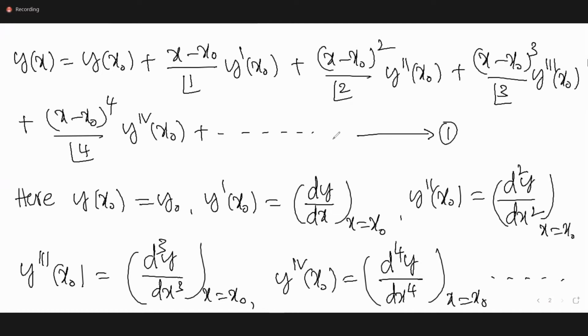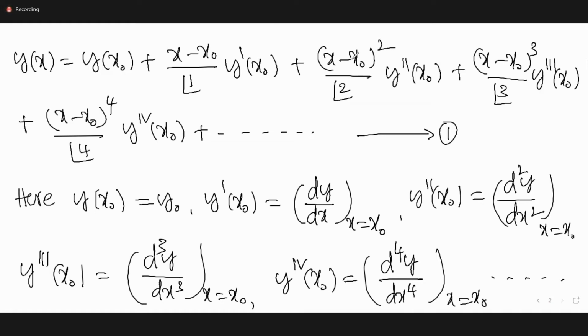And in this method, we get only one value, based on the function y of x. That means there are no successive approximations in this Taylor series. This Taylor series is a single step method. Single step method means there are no successive approximations. That means we get the value of y at one step only.